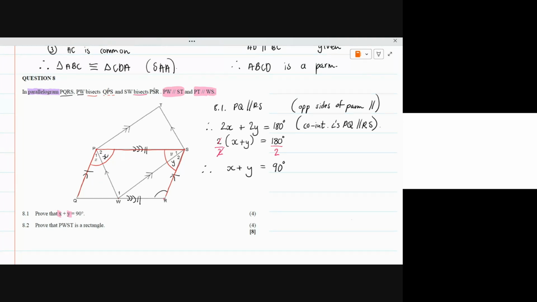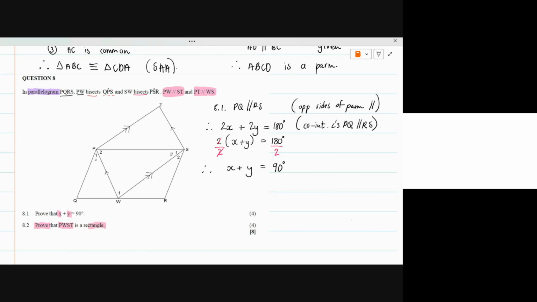Shall we try 8.2? Let's see exactly what it is they want from us. I'm going to remove some of this stuff. We know it. We can add it into our own drawings. I just want to make sure that we're all clear on what we're doing. The next question says, prove that PWST is a rectangle.